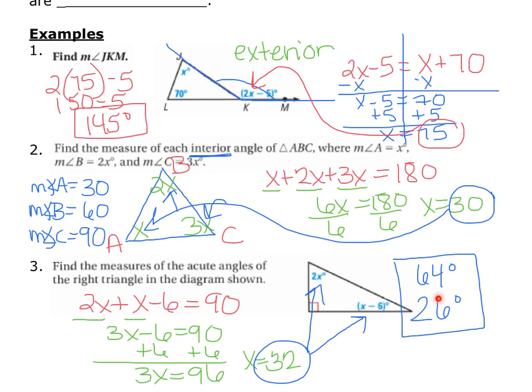Again, check your work. The corollary of the right triangle says that the two acute angles are complementary. Are your angles complementary? Yes, this adds up to 90. If these don't add up to 90, then something happened over here. You need to go back and rework.